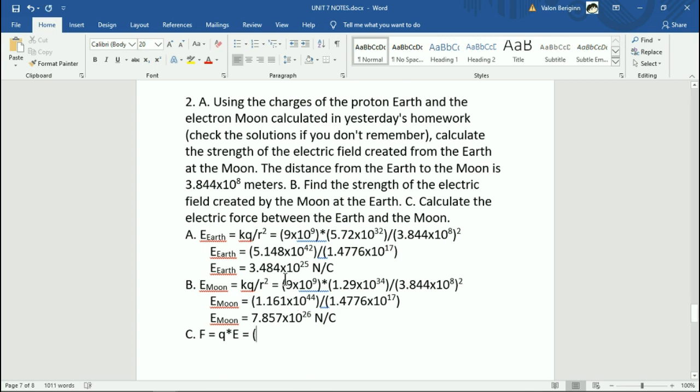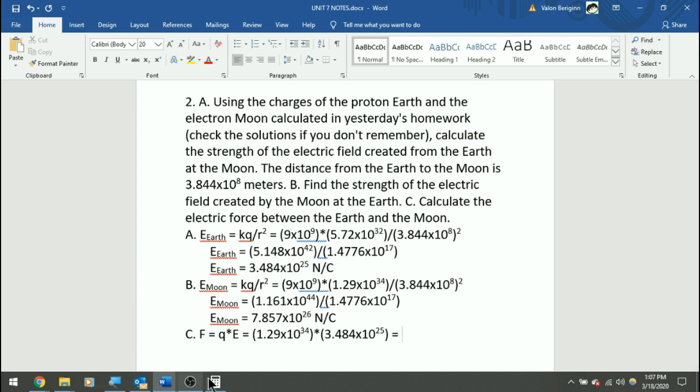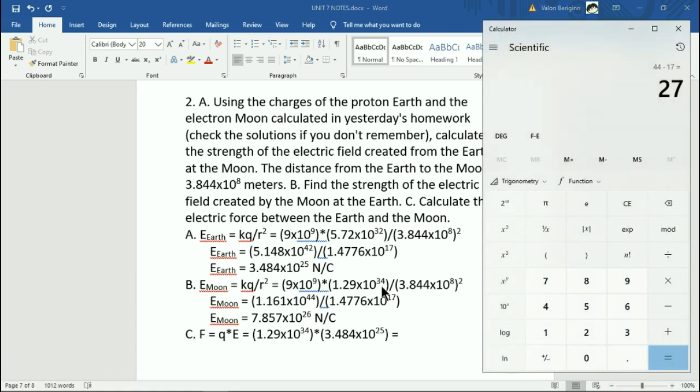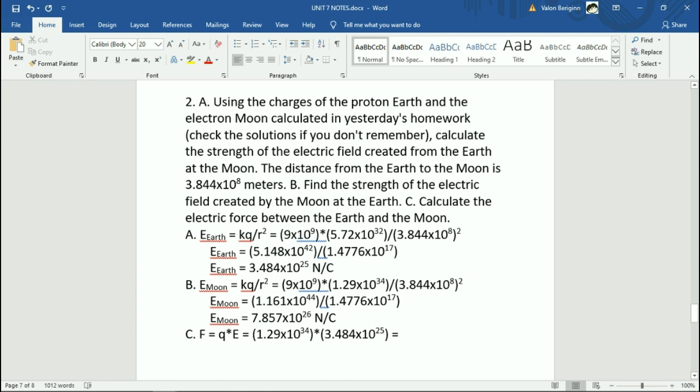I'll pick the field of the Earth, so therefore I want to multiply by the new charge of the Moon times 3.484 times 10 to the 25. Okay, so this is what I get with this here. And as you can see by your exponents, this is going to get kind of absurd. So 1.29 times 3.484 gives you 4.5. Close enough. And then we have 34 and 25 as your exponents. That becomes 59.